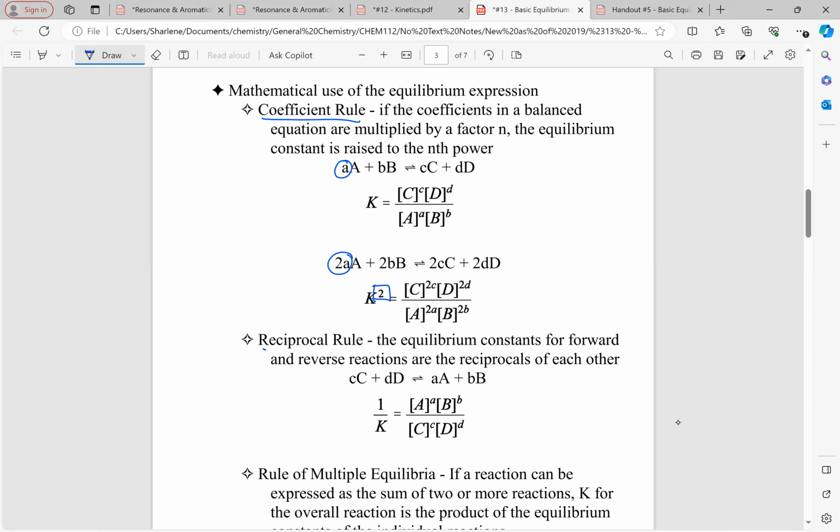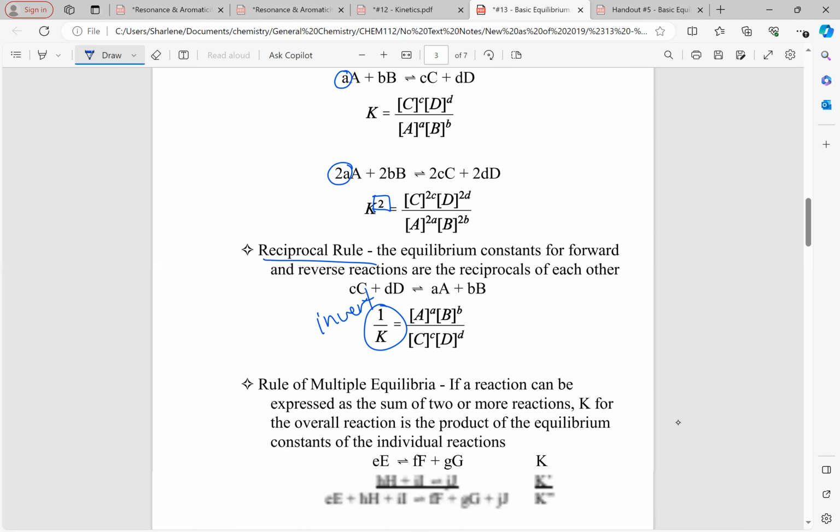The reciprocal rule is if you turn it around, you invert. Remember, in thermodynamics, you just took a negative. So if it had been a positive, you take a negative. In equilibrium, if you turn the equation around, you invert the equilibrium constant.